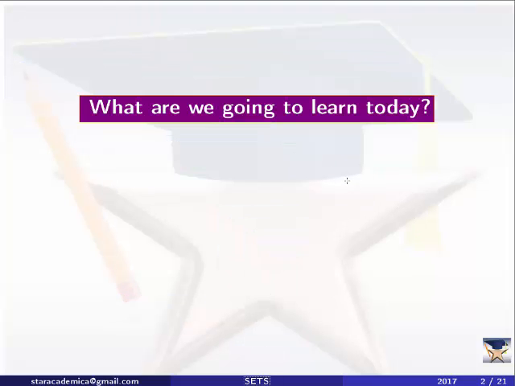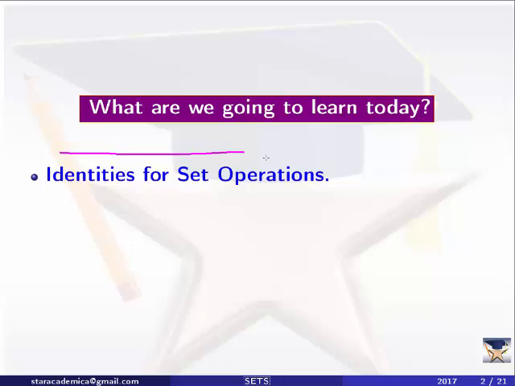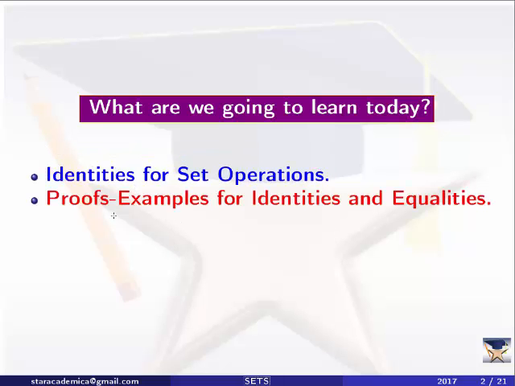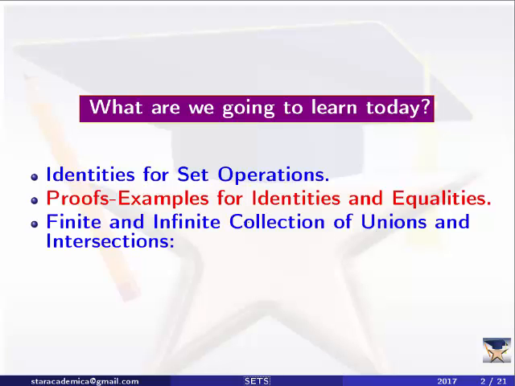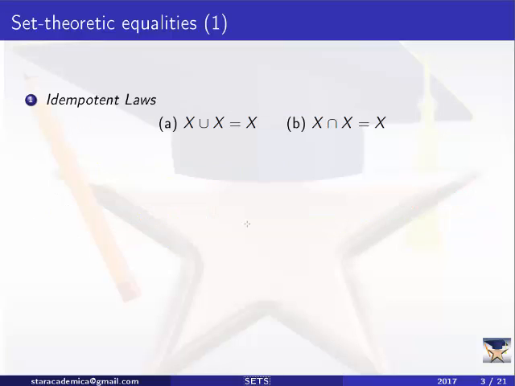Okay, what are we going to learn today? Identities for set operations, examples, proofs of identities and equalities, collection of unions, intersections. First, we get started with set theoretic equalities. There are some identities which are always true, so let's see and understand them.